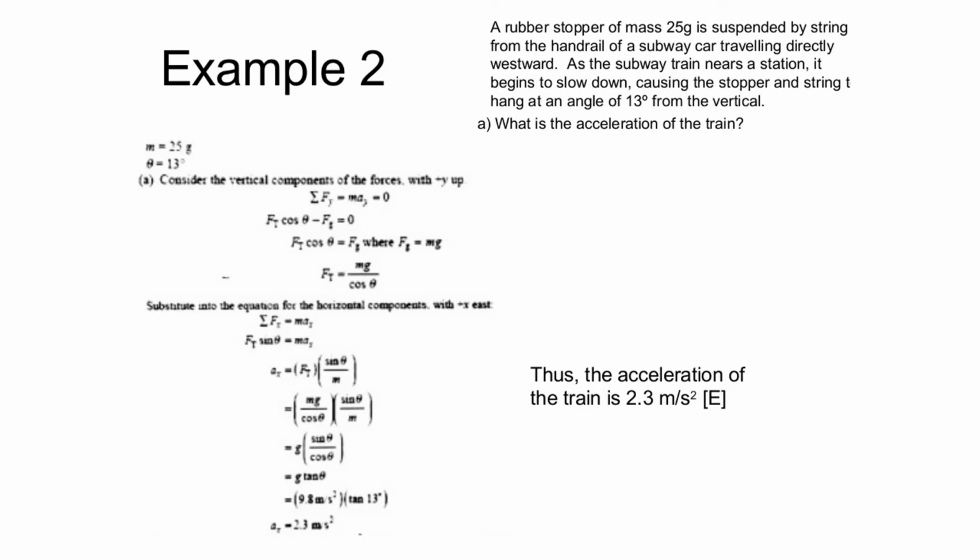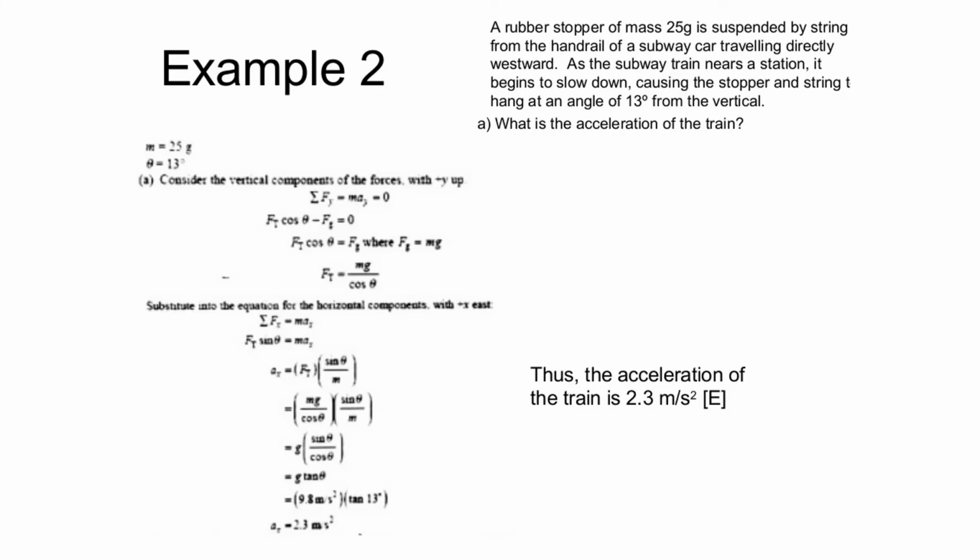A rubber stopper of mass 25 gram is suspended by a string from the handrail of a subway car traveling directly westwards. As the subway train nears the station, it begins to slow down, causing the stopper and the string to hang at an angle of 13 degrees from the vertical. So the first part A: what is the acceleration of the train? Take m equal to 25 gram. Mass is 25 gram, theta is 13 degrees.